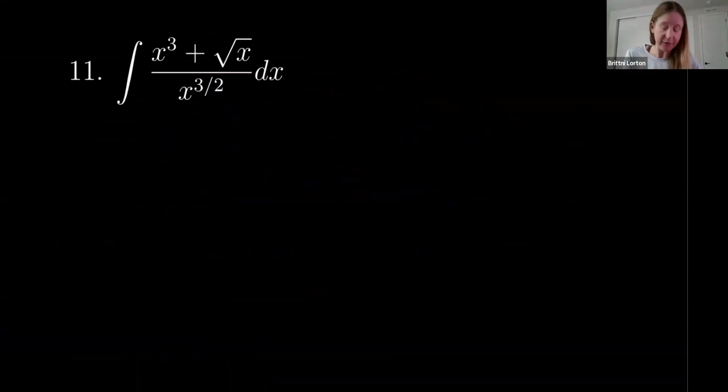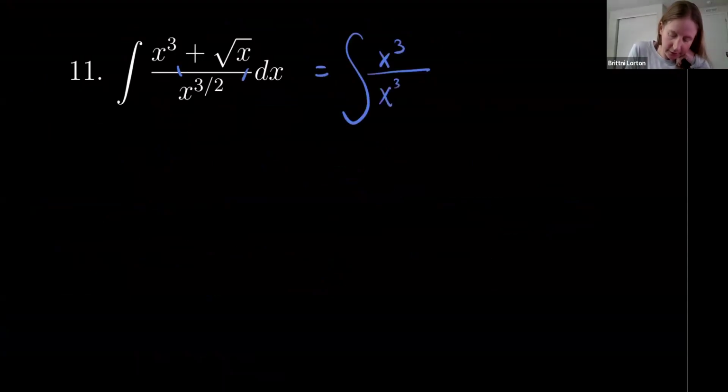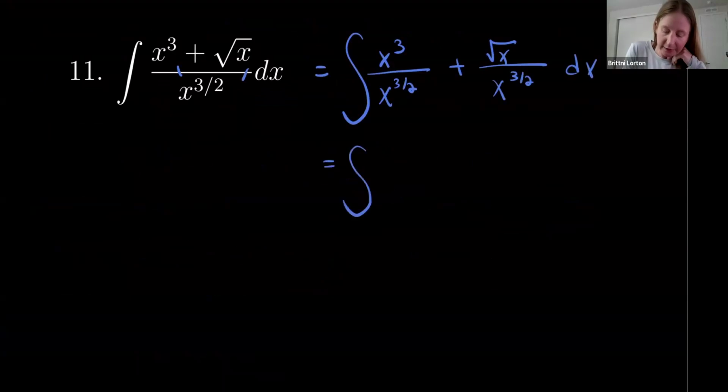All right, let's do number 11. Here's another one where quotient rule for antiderivatives doesn't exist, so I have to break up that fraction. This will become the integral of x cubed over x to the 3/2 plus the square root of x over x to the power of 3/2 dx, which will turn into, I can subtract those exponents, so maybe you have a little scratch piece of paper, or maybe you use your calculator. 3 minus 3/2. Make sure you use that math fraction button though, because I'm going to want you to leave that as a fraction. And it did turn out to be 3/2.